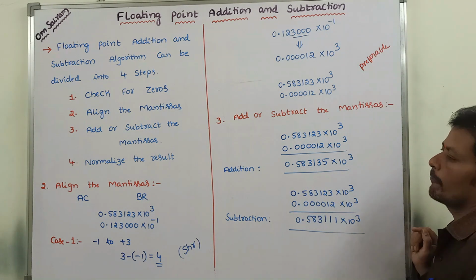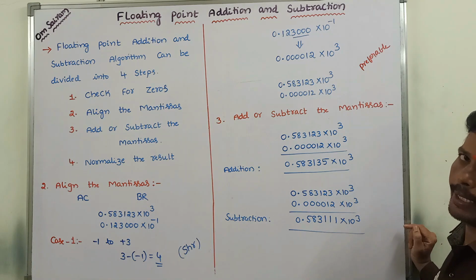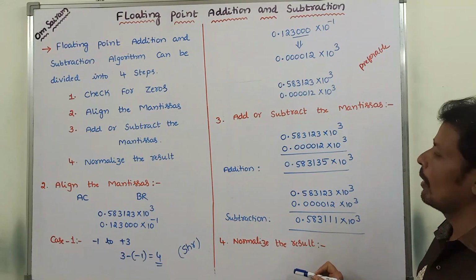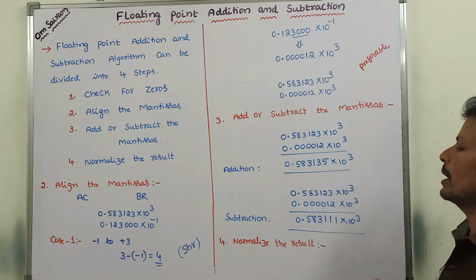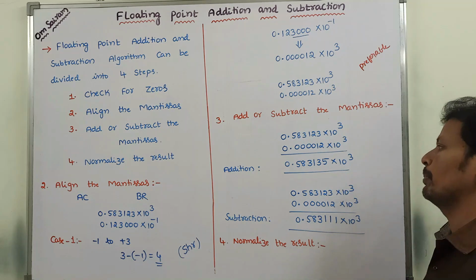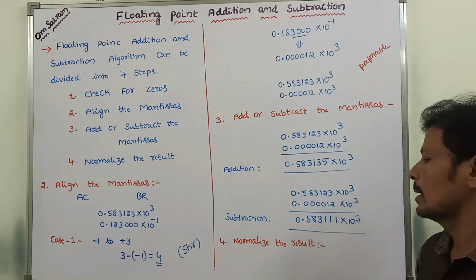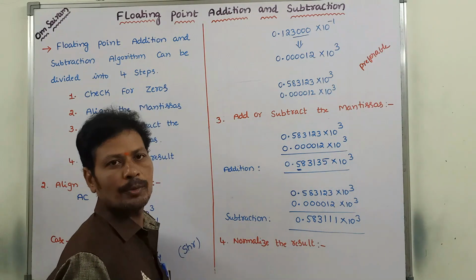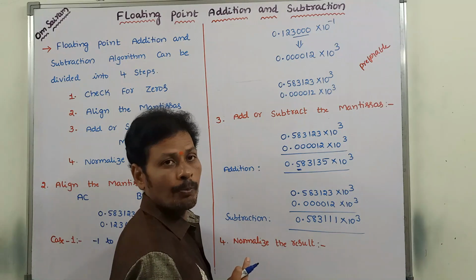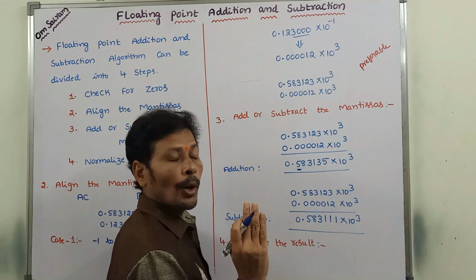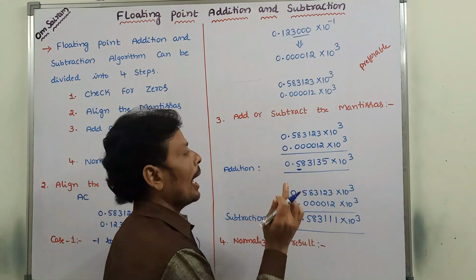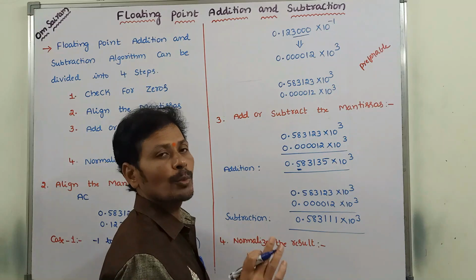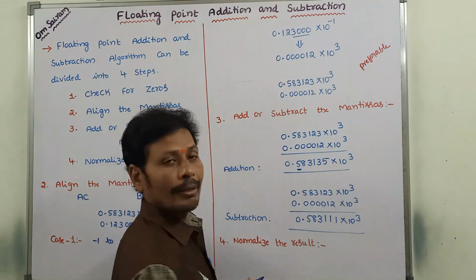Next, we go to the 4th step, normalize the result. After performing the addition or subtraction operation between the 2 floating point numbers, we check the MSB bit value. Here the MSB bit value is 5. It is a non-zero value. After performing the addition or subtraction operation, the MSB bit of the mantissa contains a non-zero value. Hence, we can say that the result is normalized.